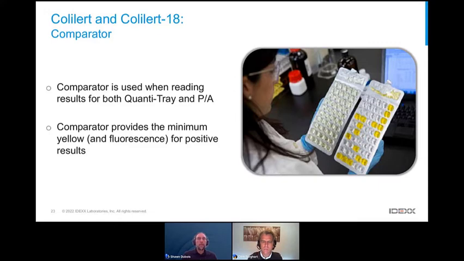There is a comparator available for both tray types, the 51 well and the 97 well tray, and also for presence absence vessels.